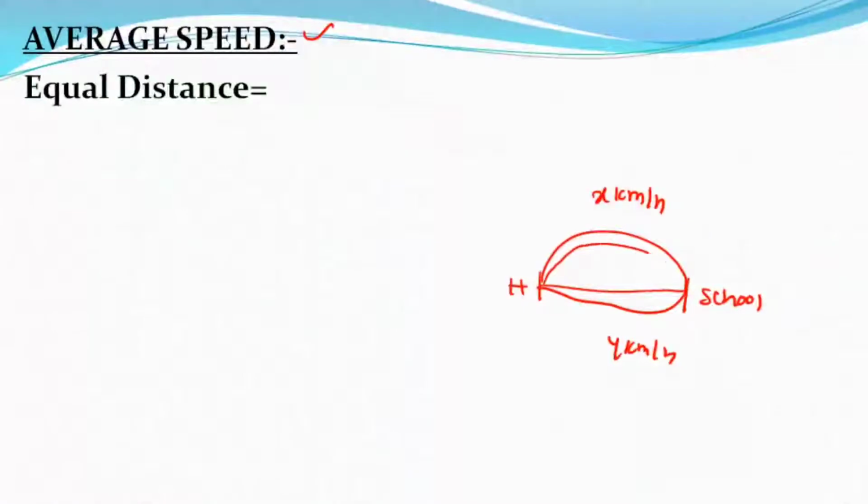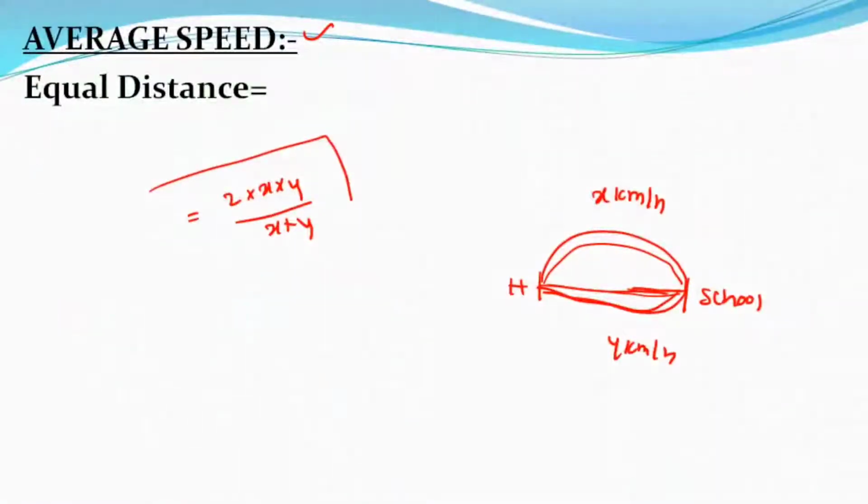The boy goes to school and comes back to home. The distance is the same or equal. So the average speed is 2 into product by sum, 2 into x into y by x plus y. Okay, so that is the formula.